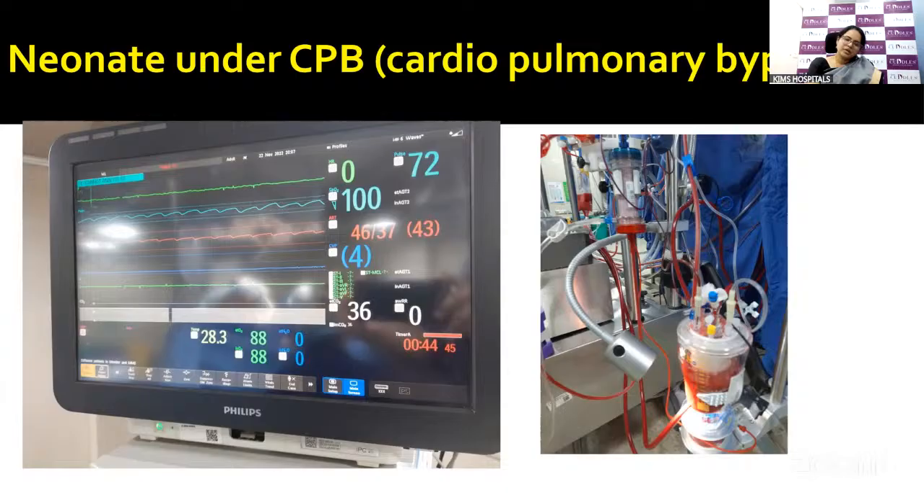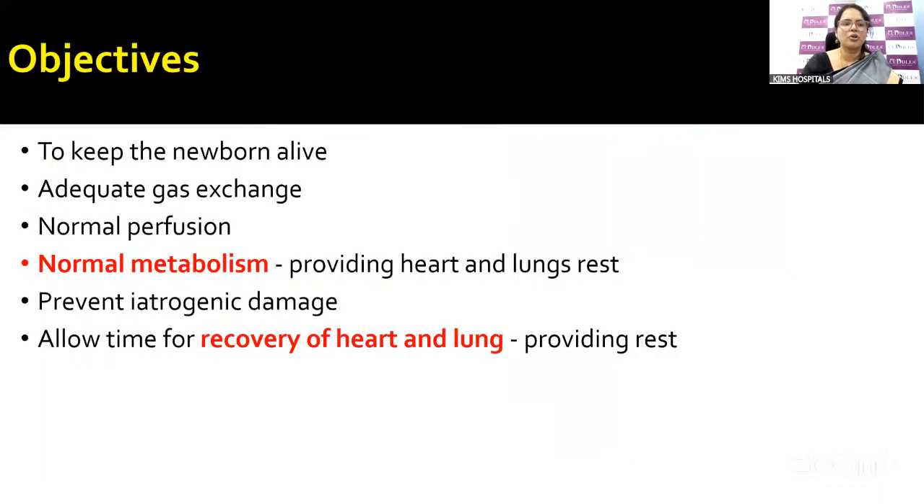So the blood is circulated through the bypass circuit where it is oxygenated, CO2 removal is done, and then it is pumped back to the body. But this is only done for a short duration of time. And hence the role for ECMO. The objectives of providing extracorporeal membrane oxygenation support are to keep the patient alive, in this case the newborn, ensure adequate gas exchange and ensure adequate perfusion.